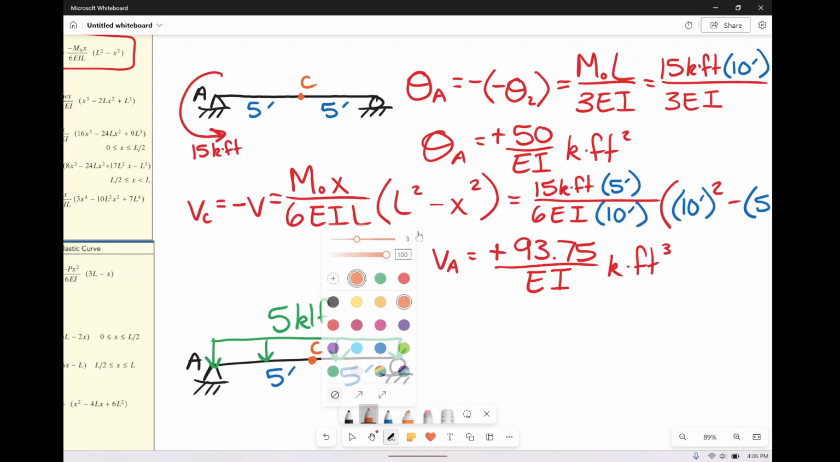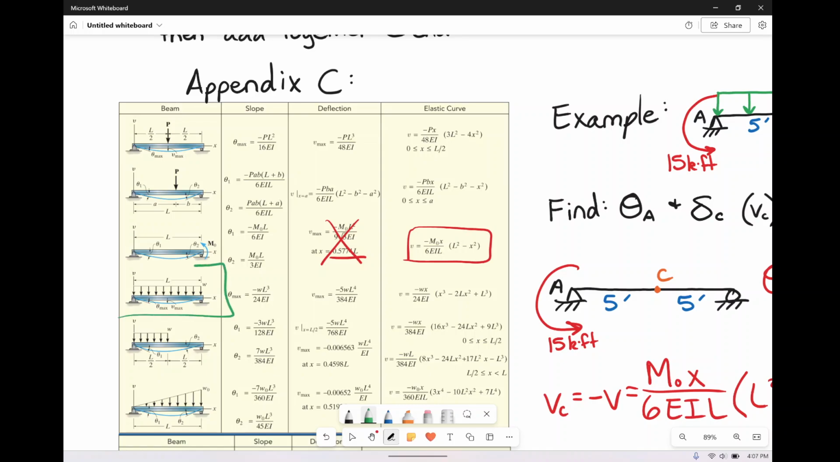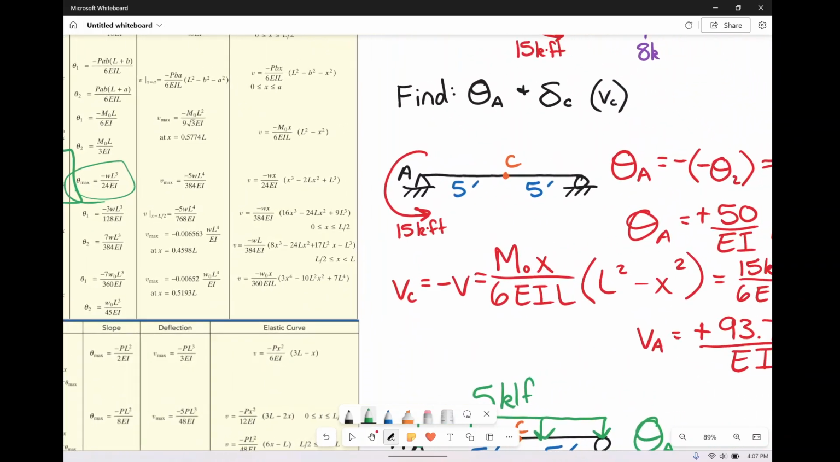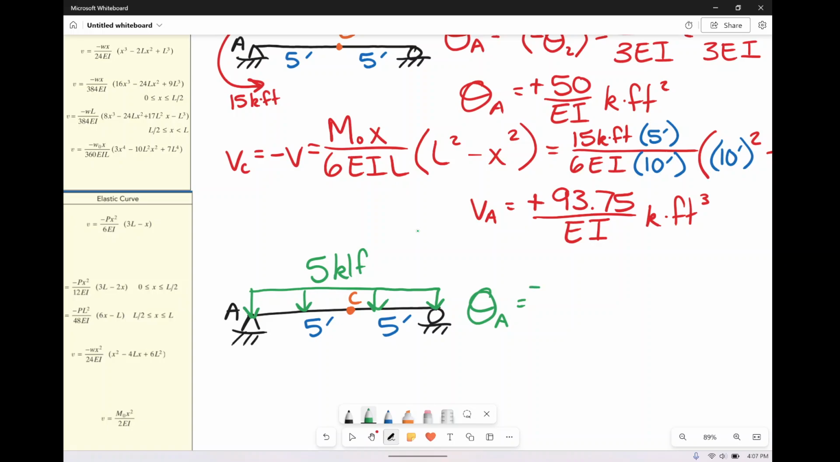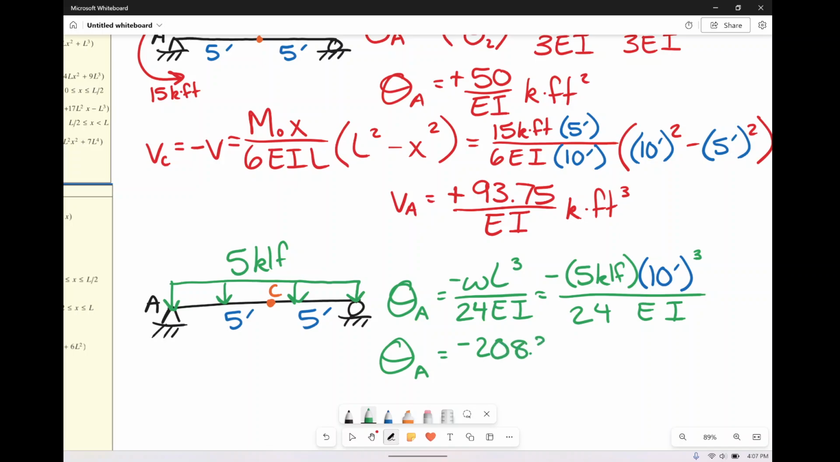And deflection at C. For my green one, slope at A looks exactly like this example, which is wonderful. That's theta max. Here it is negative because of our sign convention, so we're going to have negative WL cubed over 24 EI. Plugging in some numbers, we have 5 for W, so minus 5 kips per linear foot, L is again 10 feet, don't forget to cube it, divided by 24 EI. So my slope at A is minus 208.3 divided by EI in kip feet squared.